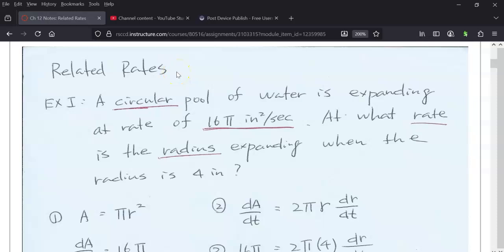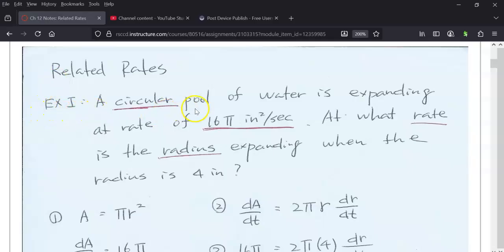Related rates. We're going to spend a little more time on related rates. It's the application to everything that you learned so far. Finally, we're going to see calculus in motion and how calculus is used in different situations. So here's example one.